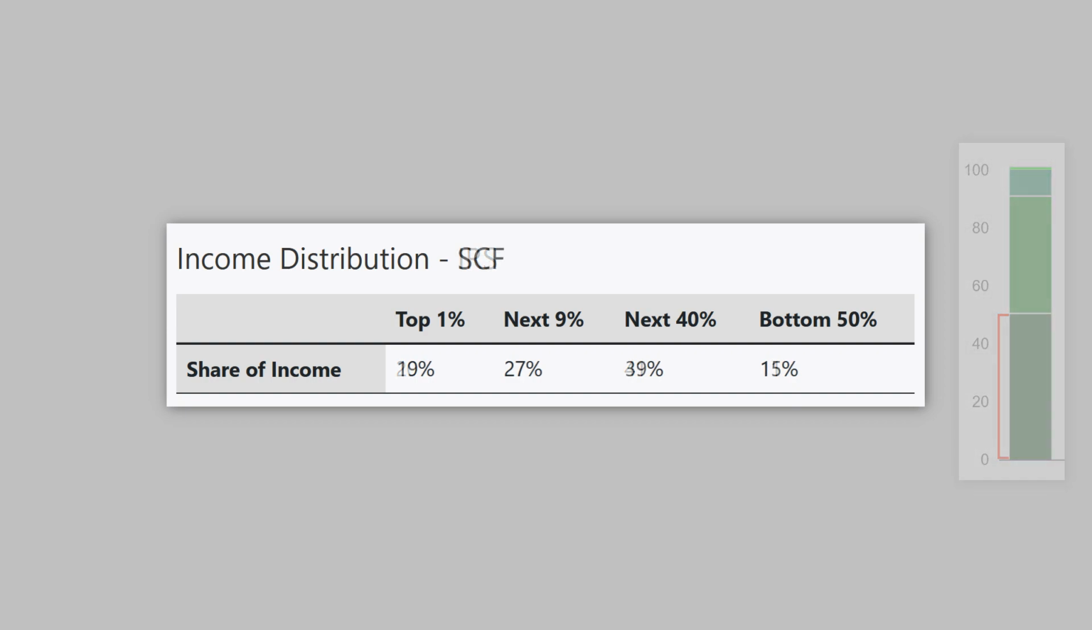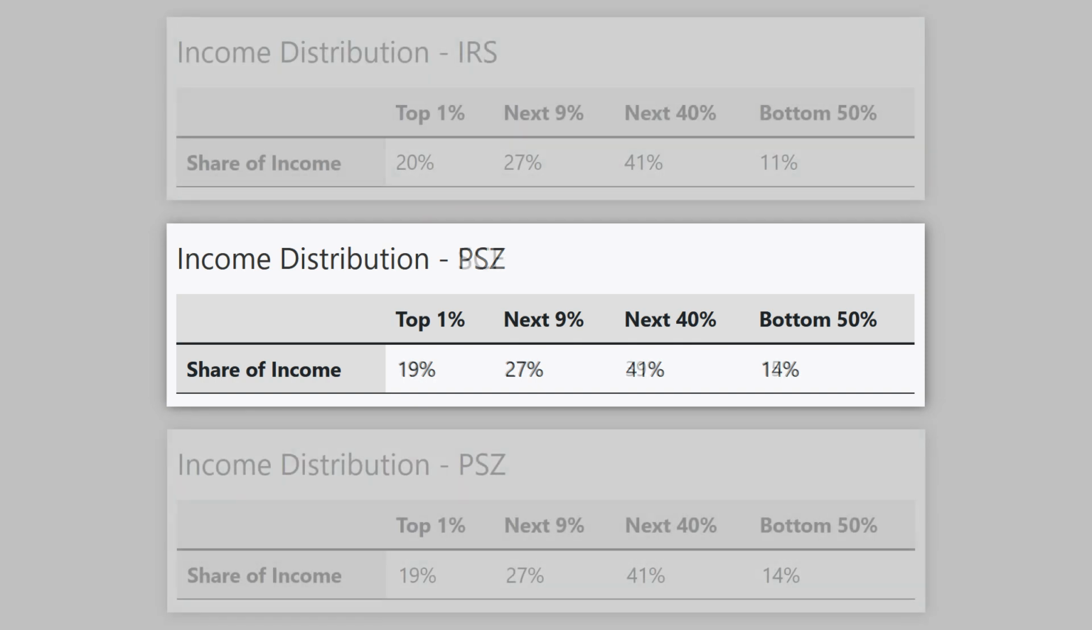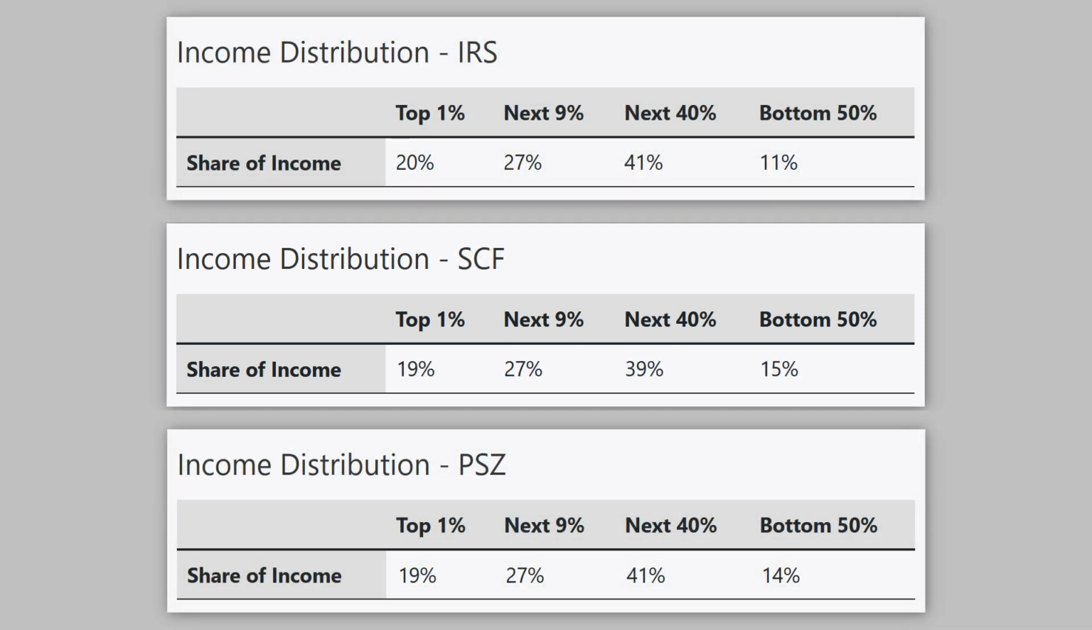Here is what the data from the 2019 Survey of Consumer Finances looks like. And here is what it looks like based on work done by economists Piketty, Saez, and Zucman, again for 2019. All of these are estimates. None of them are perfect or exact, but they do give us a good sense of what the distribution looks like, especially when different sources show similar results.